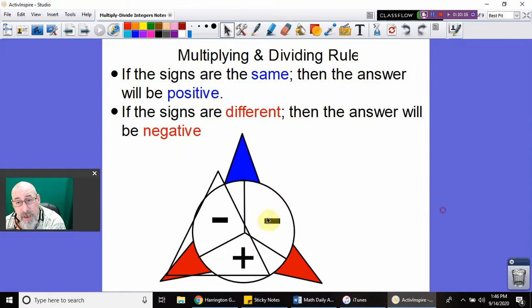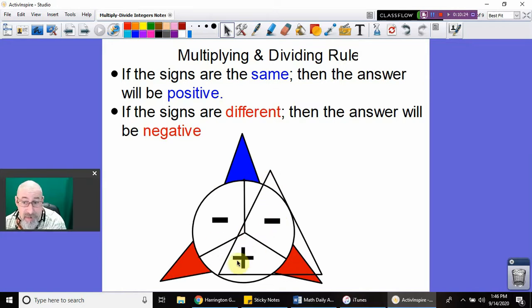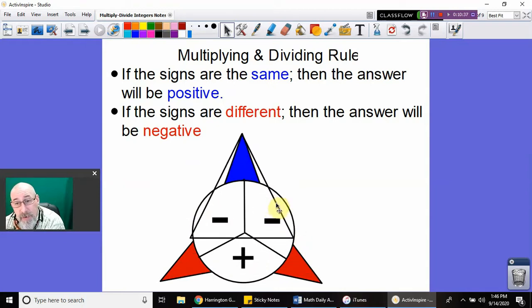If I do it this way, if my multiplying or dividing have different signs, so a negative times a positive or a positive divided by a negative, what have you, you notice our answer is negative. Now if I come up here and I do a negative times a negative or a negative divided by a negative, we know our answer is positive. I don't have a picture for the positives because we know anything positive and positive is always going to be positive. So I didn't really need to add that picture to it.